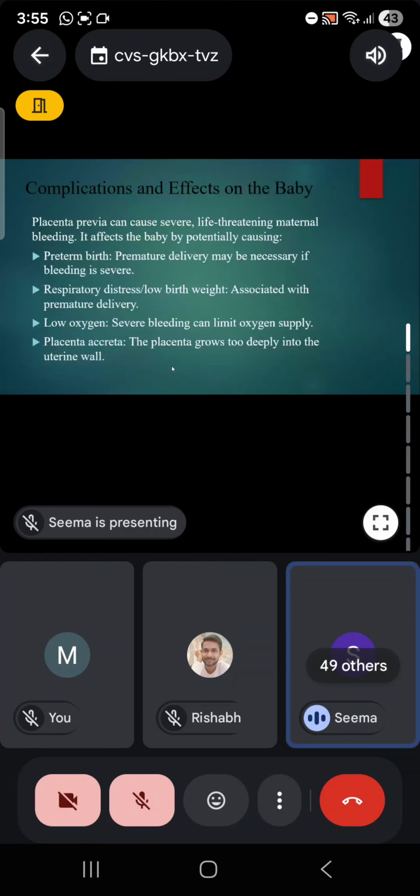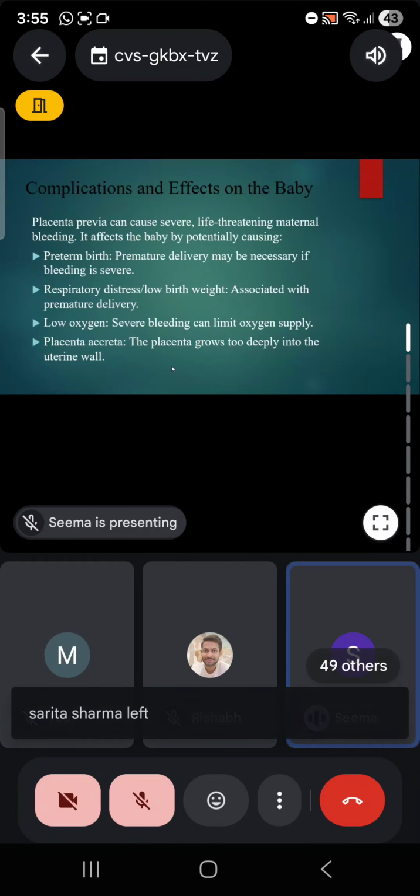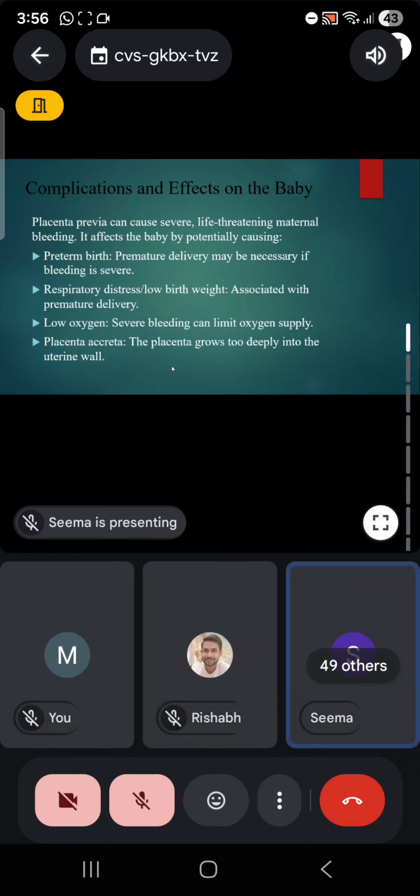Then placenta accreta. This is also a complication, when the placenta grows too deeply into the uterine wall. That condition is called placenta accreta.